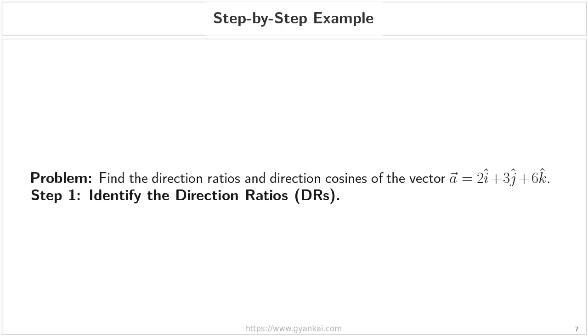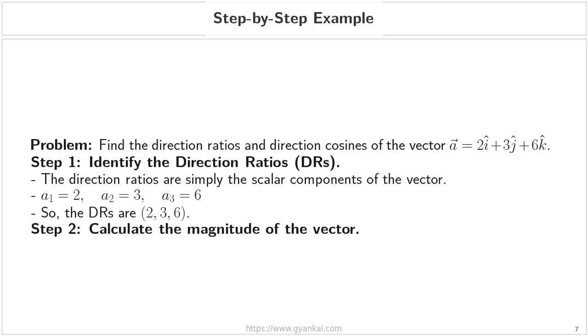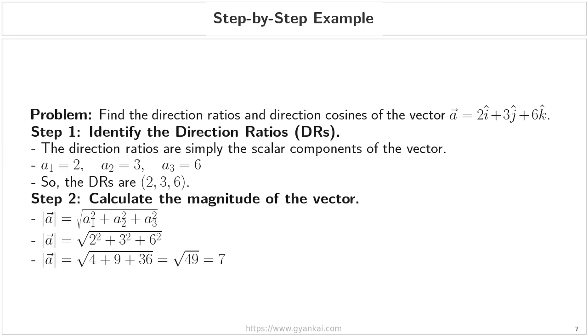Step 1, identifying the direction ratios. As we discussed in the previous slides, the direction ratios are simply the scalar components of the vector. Looking at our vector, we can see the coefficients for each axis are 2, 3, and 6. Therefore, our direction ratios, or DRs, are simply 2, 3, and 6. Step 2, calculating the magnitude of the vector. Before we can find the direction cosines, we need to know the total length of the vector.